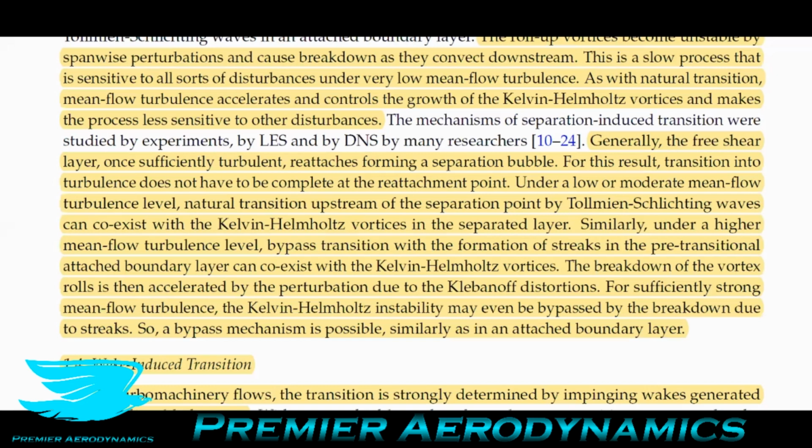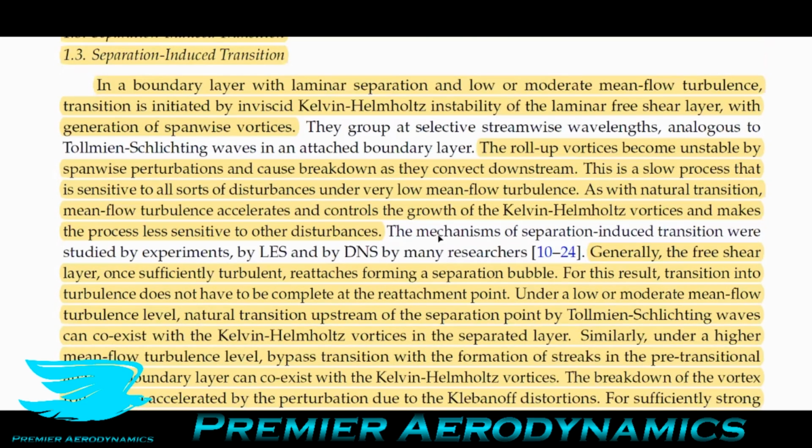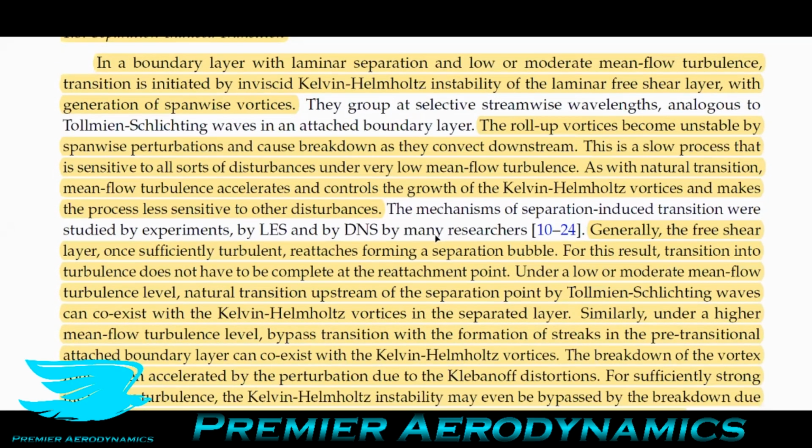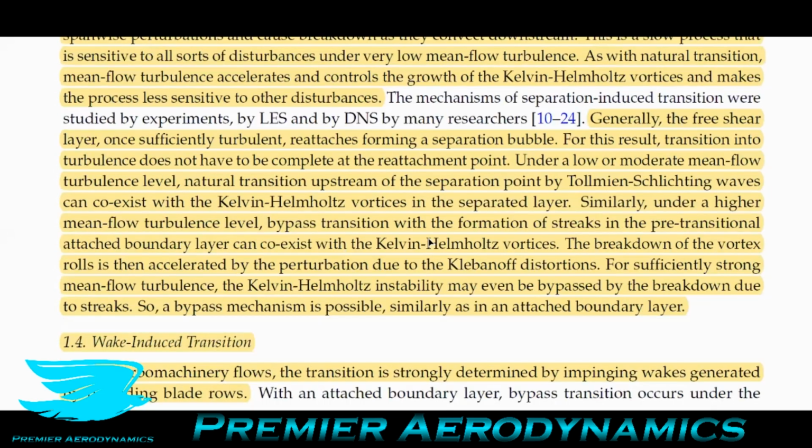And what's more, similarly, under a higher mean flow turbulence level, bypass transition with the formation of streaks in the pre-transitional attached boundary layer can coexist with the Kelvin-Helmholtz vortices. So in other words, this Kelvin-Helmholtz instability, this separation-induced transition, can coexist with other forms of boundary layer transition, not only the Tollmien-Schlichting waves, but also the bypass transition as well.